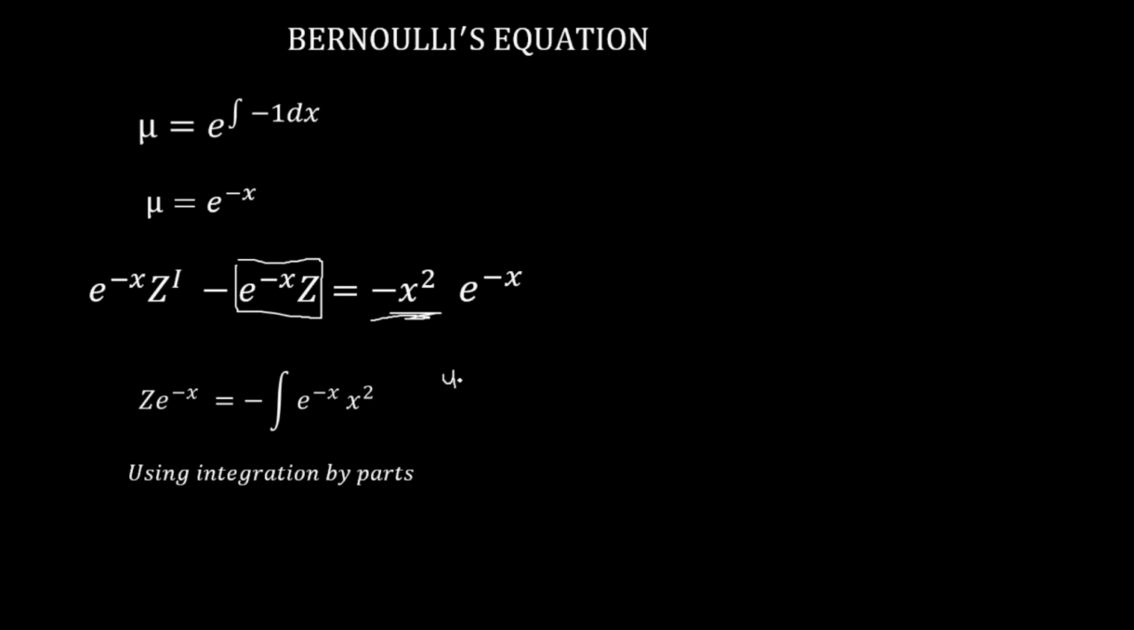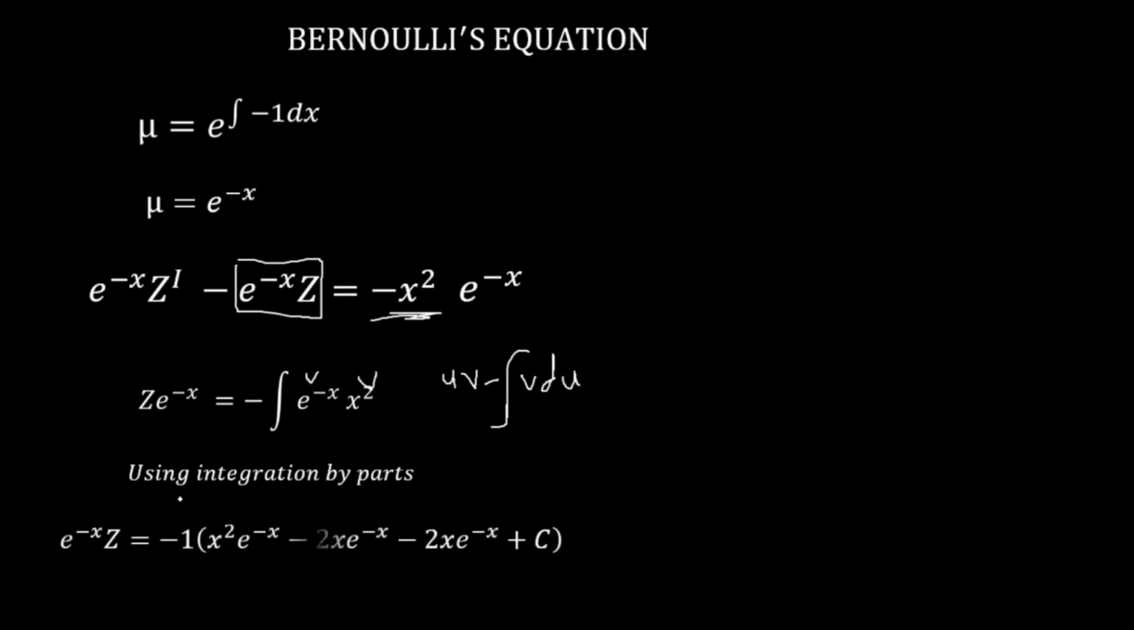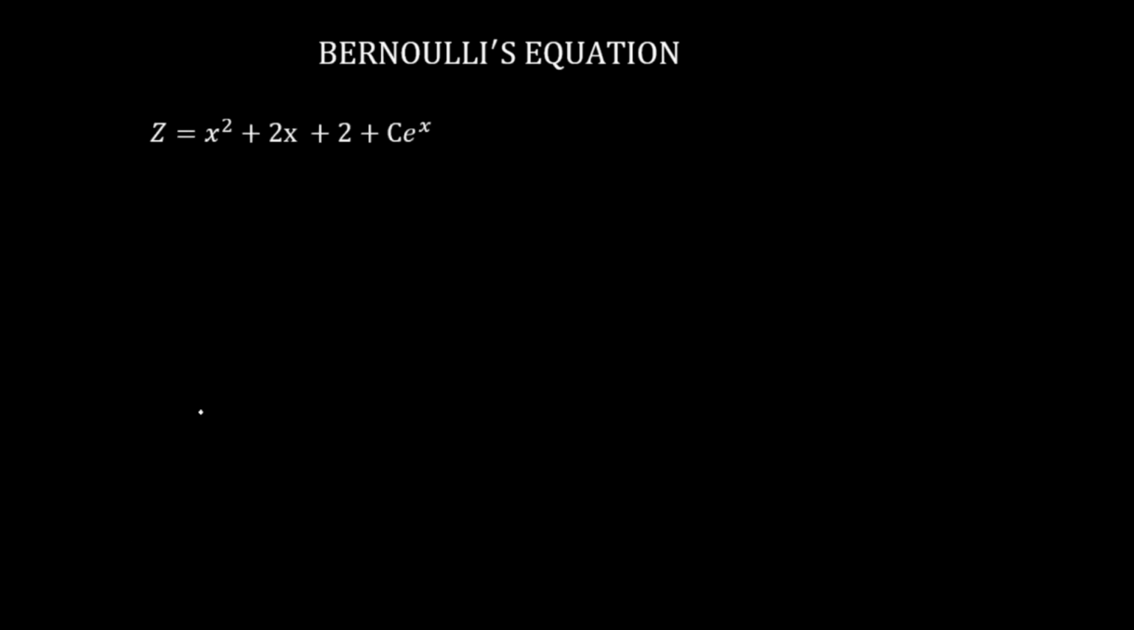So uv minus the integral of v du. When you are done with that, you take this being your u, and this being your v. So one being your u, one being your v, and you do that. So after taking that, when you do that correctly, you're going to get this as the final answer. Now, as the final answer, you try making z the subject. So you can divide through by e exponent -x, and you are going to get this.